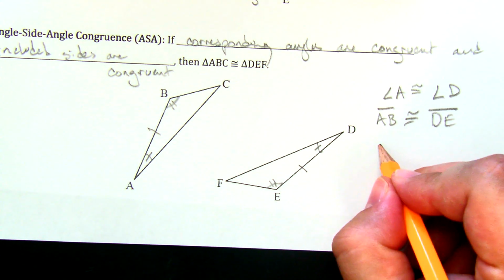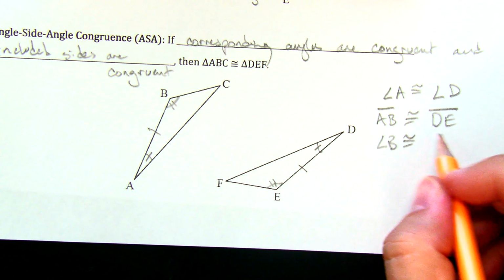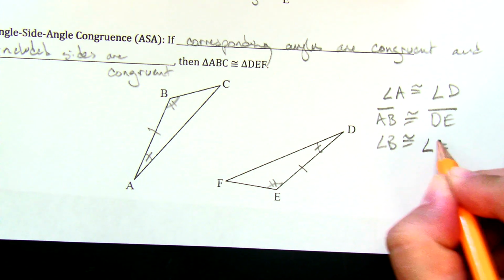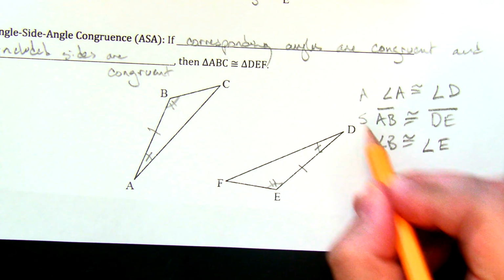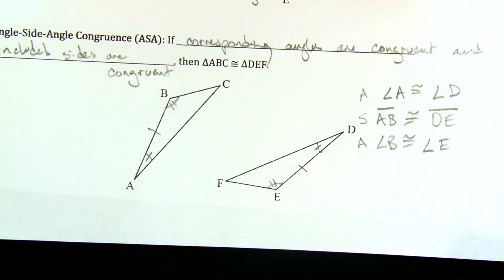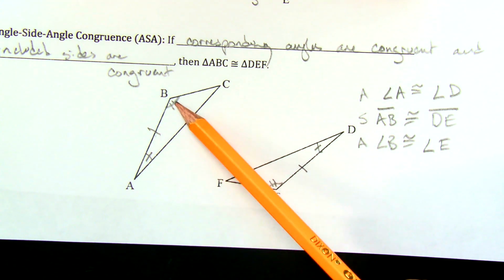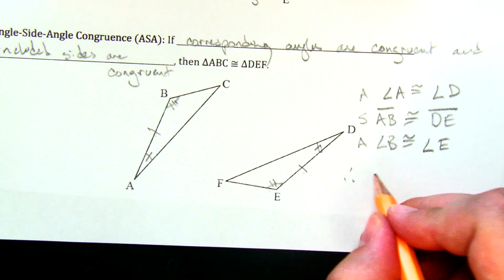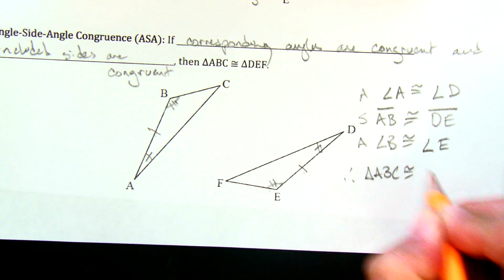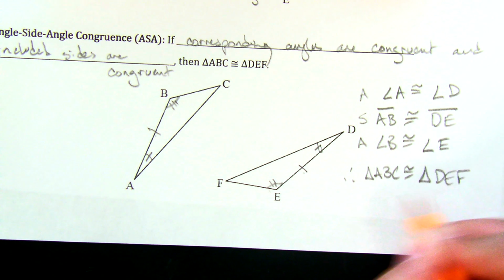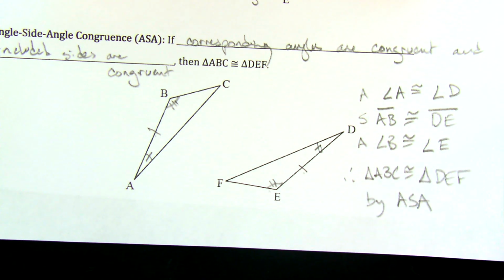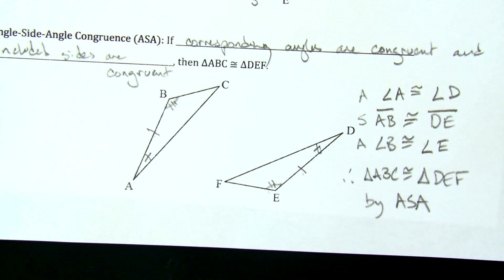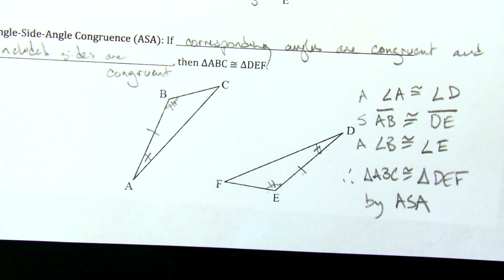And I've got angle B is congruent to angle E. So I have angle, side, angle. In that order, this is going to be important later on. I've got angle, side, angle. Therefore, triangle ABC is congruent to triangle DEF by ASA. All right? So those are my first three theorems: SSS, SAS, and ASA.